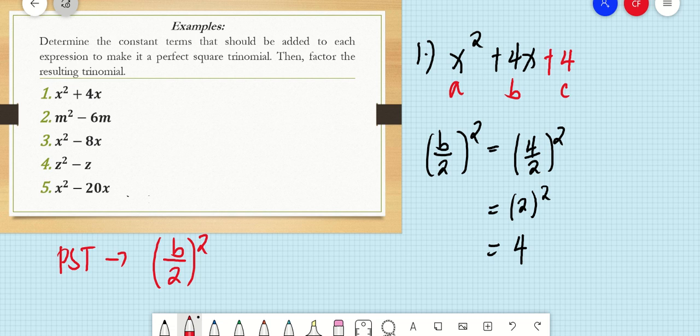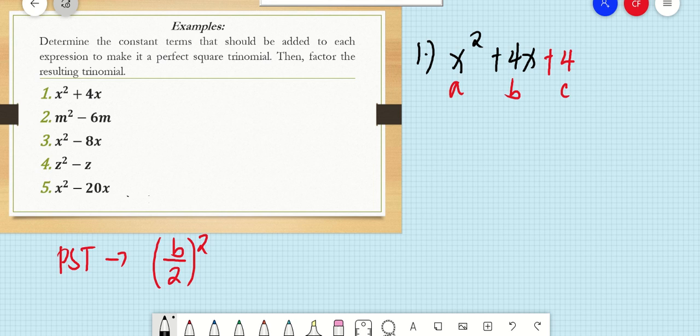Okay? So nag-add po tayo ng positive 4 kasi ito po yung lumabas sa solving natin. Right? So as you can see here class, perfect square trinomial na po yung expression na to. Okay? Kapag na-execute natin ng tama, nakuha natin yung constant na kailangang i-add, proceed po tayo sa pagkuha ng factors. Right? So, factor na po natin yung x squared plus 4x plus 4. So, sulat lang po natin ulit yung expression. So, we have x squared plus 4x plus 4.